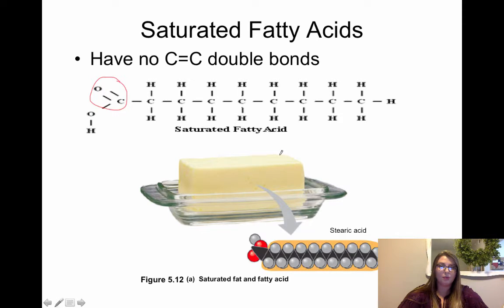A couple examples would be butter, lard, ghee. These are all things that are solid at room temperature, and you want to limit your consumption of saturated fatty acids since they are solid at room temperature. If you eat too much and it gets in your blood, that becomes solid. It becomes an issue when it comes to blood circulation.